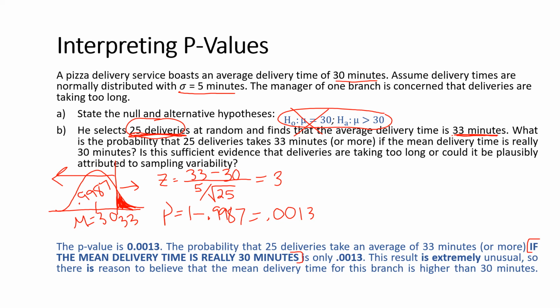Okay, I'll say that one more time because I know this is really the big idea you want to wrap your mind around. The probability of getting 25 deliveries that take an average of 33 minutes is 0.0013. There is a 0% chance of this happening. So the fact that it did means the mean delivery time can't really be 30 minutes. It must be longer.